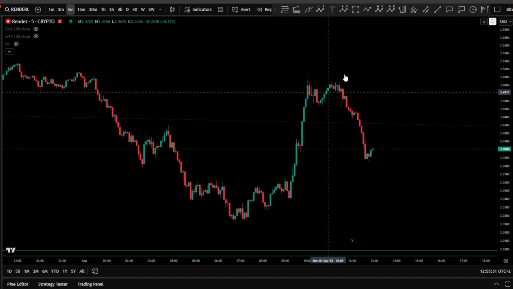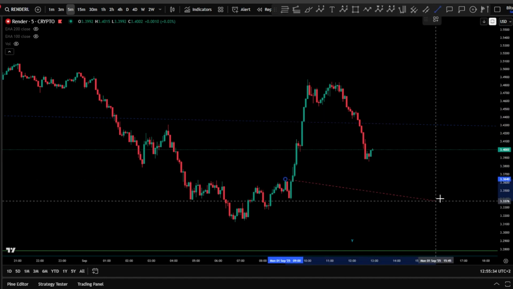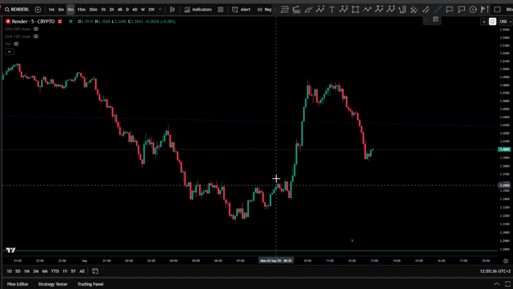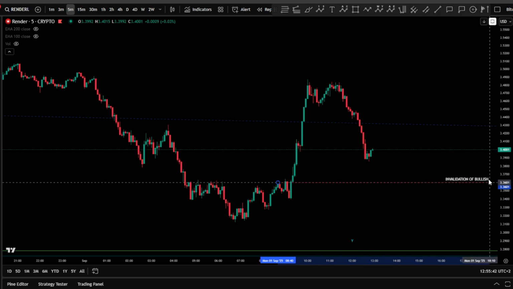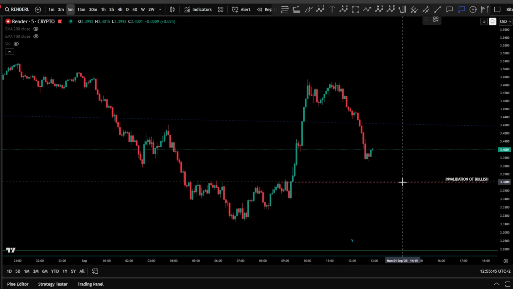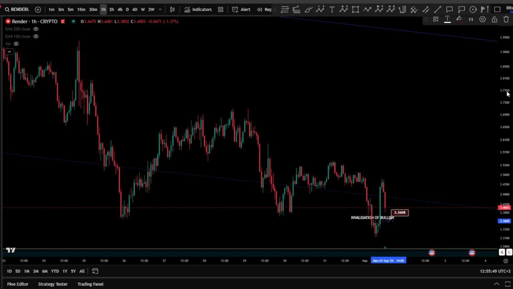So preferably, of course, do not reach this invalidation, or let's say even this one, because this might be, of course, an invalidation of bullish, and it might mean continuation for lower directly. Okay, 3.36. So these are the possibilities here.